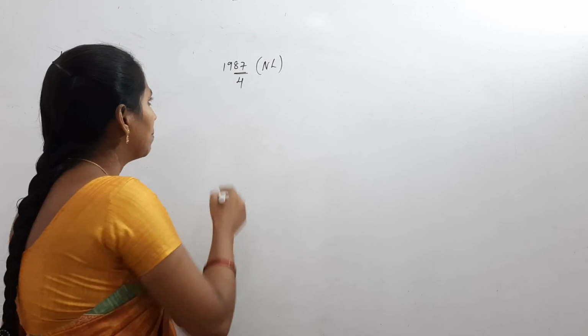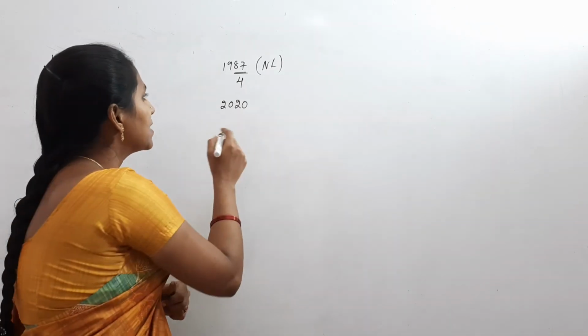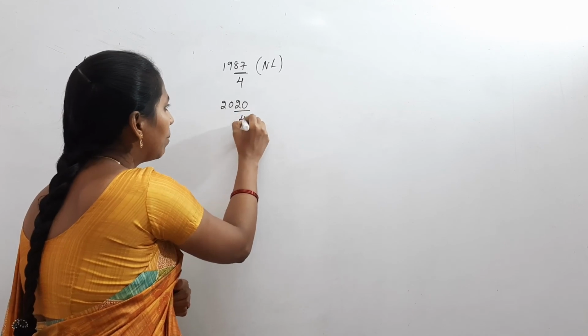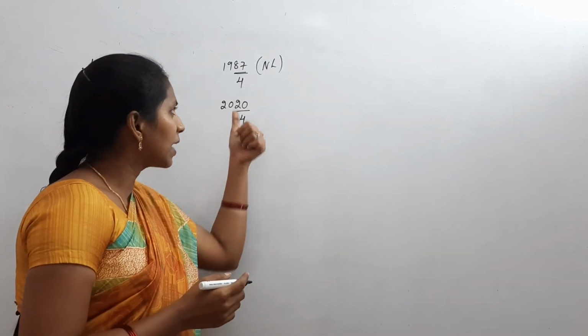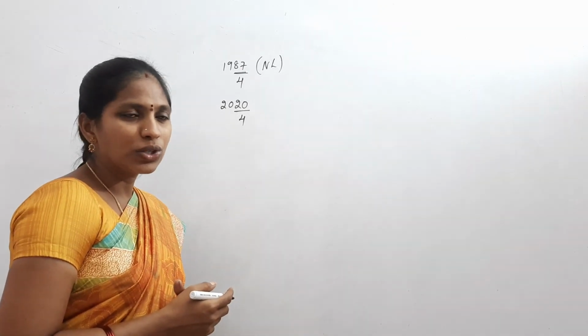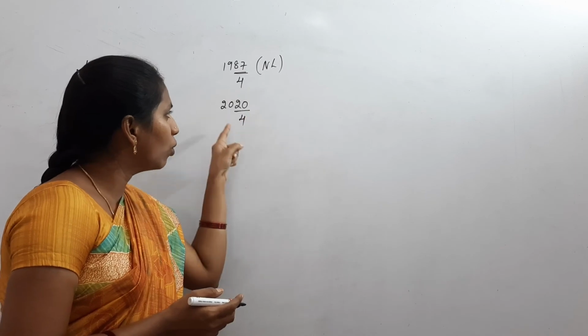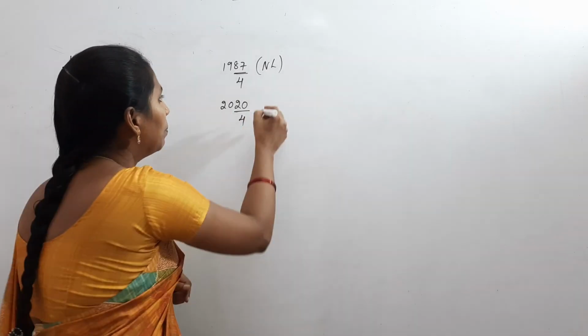Take another example, the present year 2020. Again check whether it is a leap year or not. Divide by 4. 5 times completely cancelled. Remainder is 0. So 2020 is completely divisible by 4, then this is called a leap year.